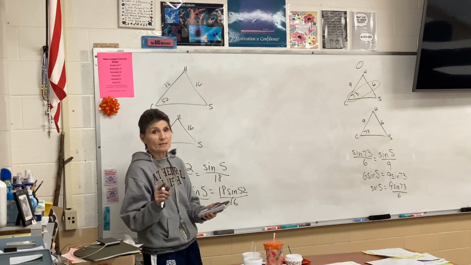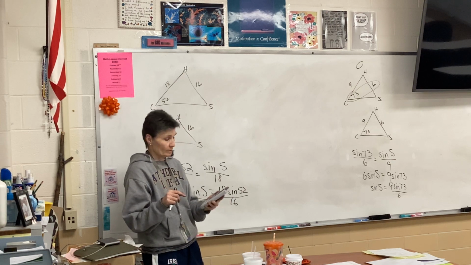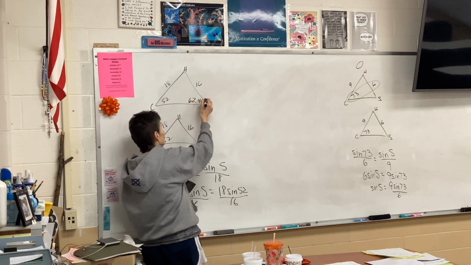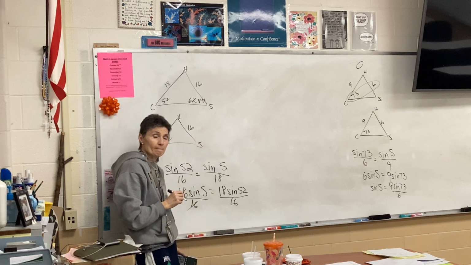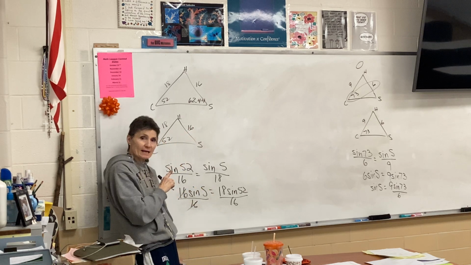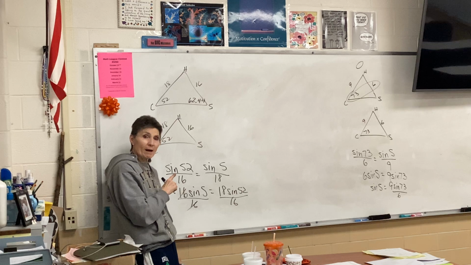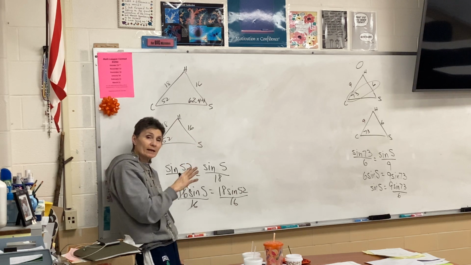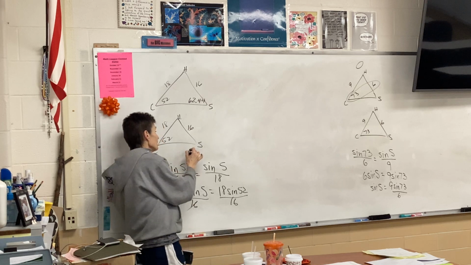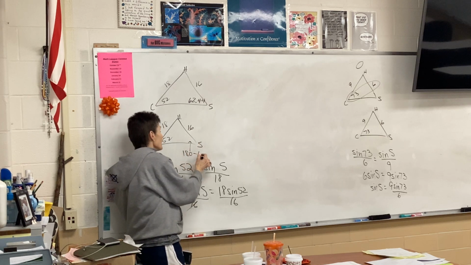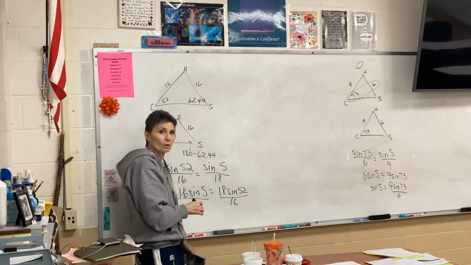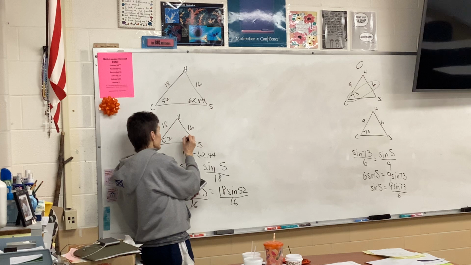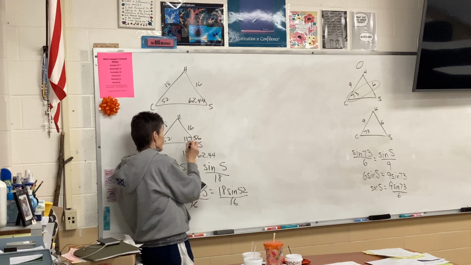Whoops, I got an answer this time. I hope you did too. I got 62.44. Now the reason I drew my second triangle was because there might be another one. So 62 definitely, okay, good. But now I got to check to see if there's another one. If there is another one, it will be 180 minus 62.44. So that is 117.56.